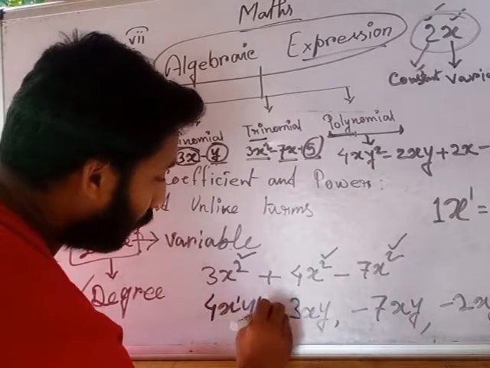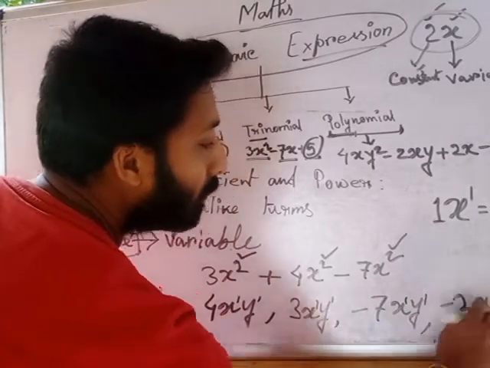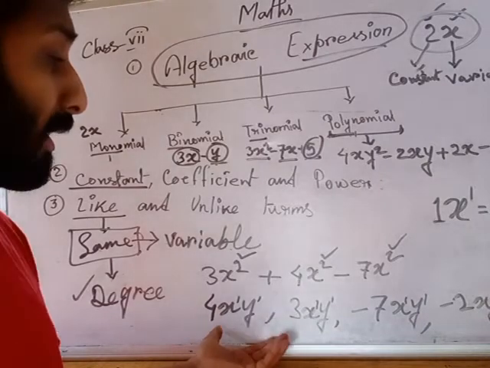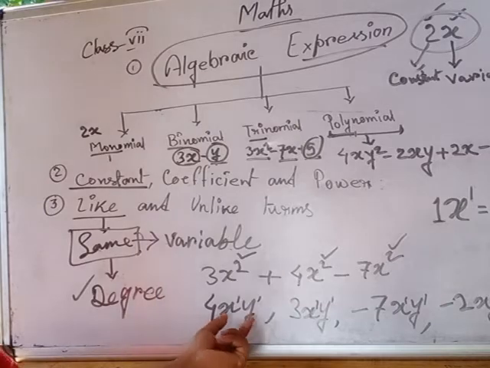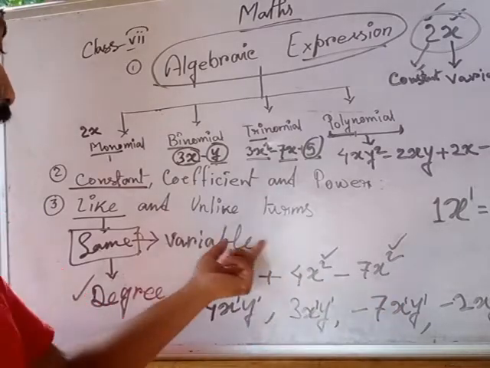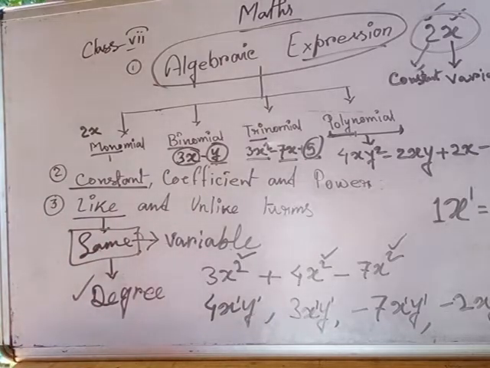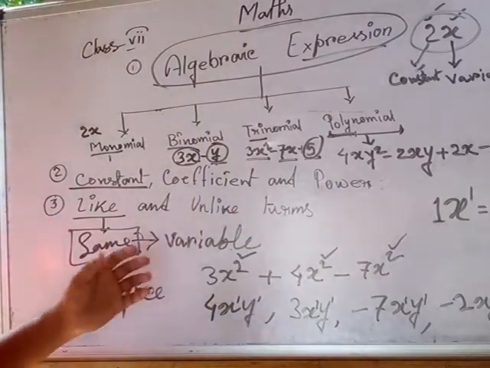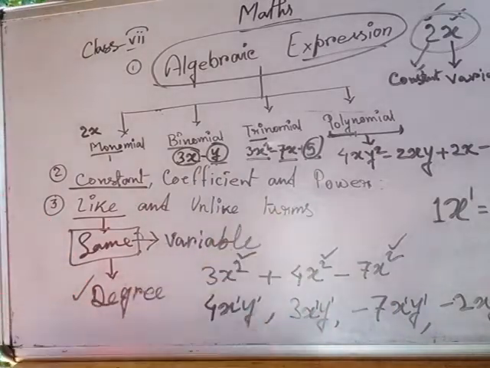Here is 1, 1, 1, not a power, that means 1. All of these terms, all of these parts, the degree are the same, and also the variables are the same. At that time they are called like terms. If it is a like term, at that time we should add or subtract the numbers. If they are unlike terms, at that time we cannot add or subtract the numbers from their terms.